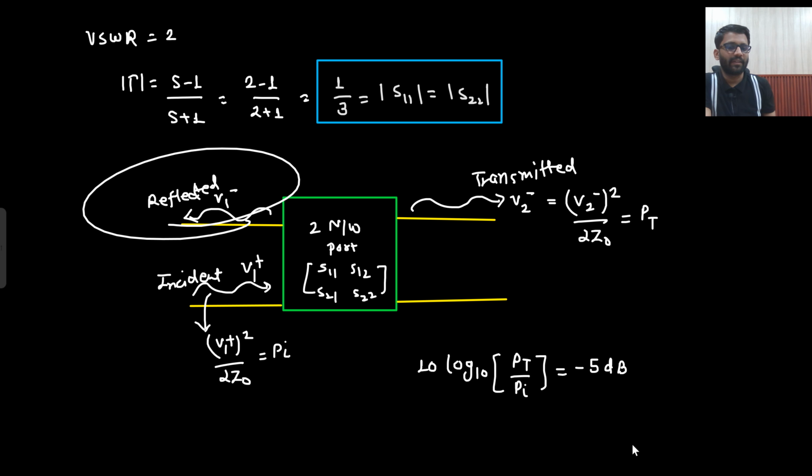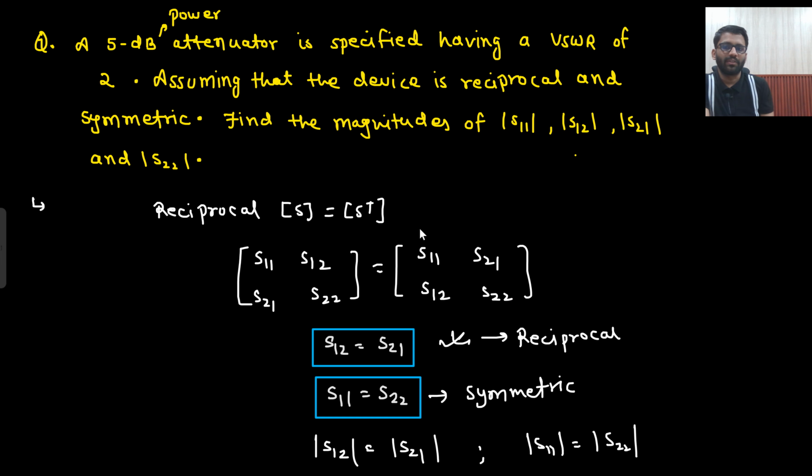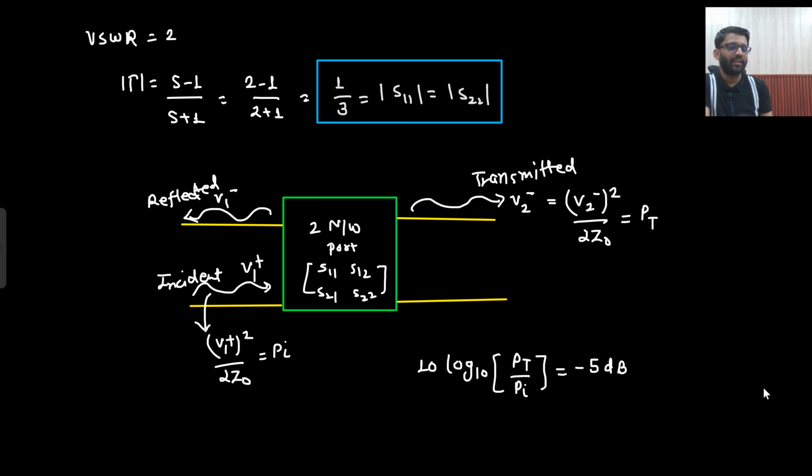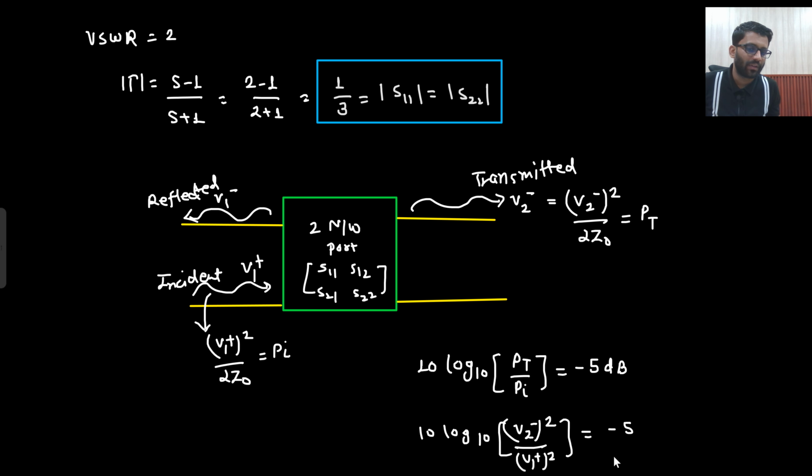This much part is reflected back, this much part is transmitted. So this much attenuation is there. Okay, so this is being mentioned there. Are you getting this point? So this we need to solve. If I put 10 log, the power associated with this transmitted one is |V2-|² divided by 2Z0. So I can put |V2-|² only, because divided by 2Z0 here I am going to put |V1+|² divided by 2Z0. So 2Z0 will get cancelled, and that is equal to minus 5 dB.